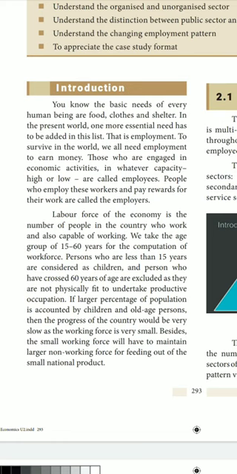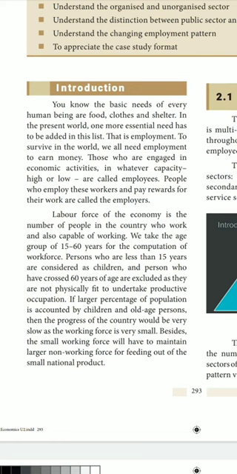So what do you know about this labor force? The labor force of the economy is the number of people in the country who work and are also capable of working. Such a person is called part of the labor force. From 15 to 60 years are called workers, isn't it? Persons who are less than 15 years are considered children.